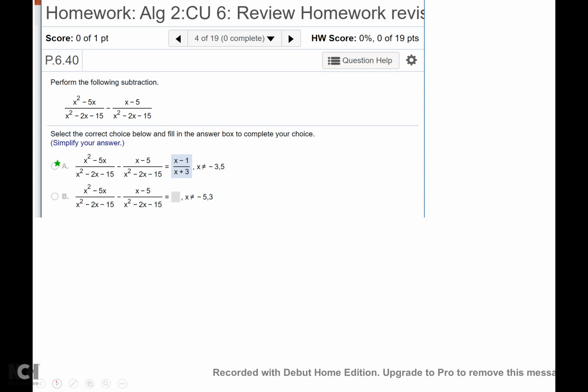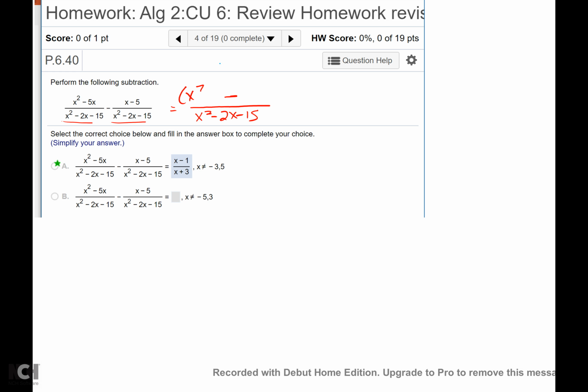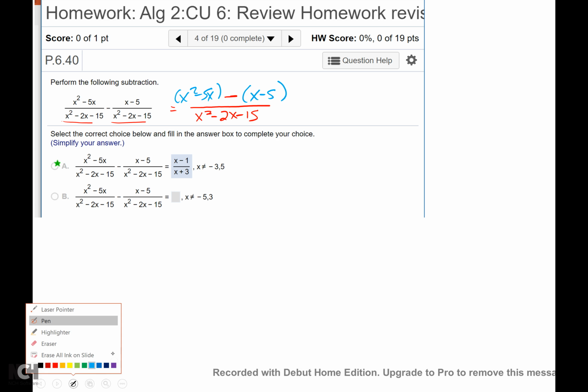Alright, so now we've got subtraction and the denominators match. If the denominators match, keep the denominator and you subtract the tops, which is going to be x squared minus 5x minus x minus 5. Be careful of that subtraction. I've noticed in looking at some of y'all's work that you minus the x, but you don't minus the negative 5. On top, to simplify that, distribute.